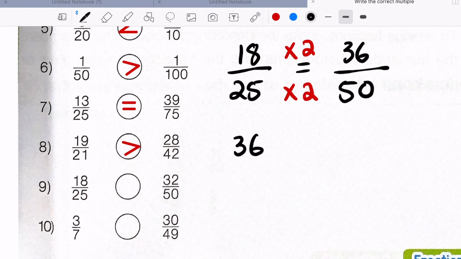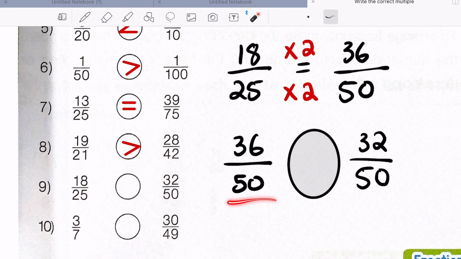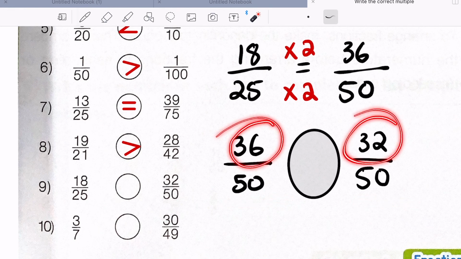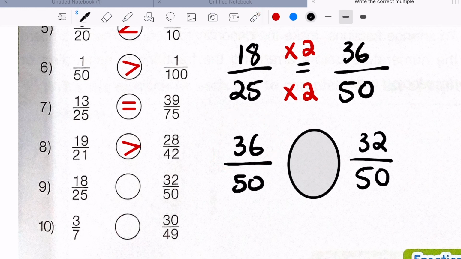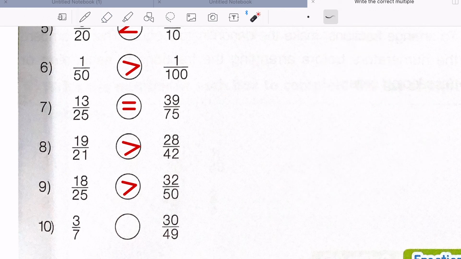So 36 over 50 compared to 32 over 50. So we have to compare. Which one is bigger? Which one is smaller? Same denominator, 50, 50. Is 36 bigger or is 32 bigger? 36 is bigger, right? So we're going to write it like this. 36/50 is bigger than 32/50. So it's the same. 18/25 is bigger than 32/50.